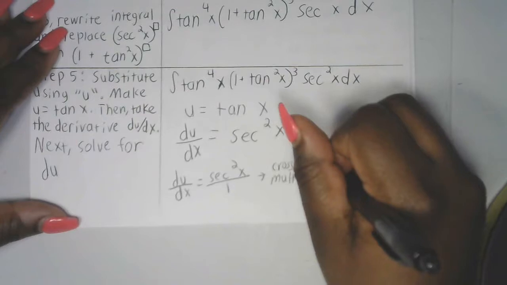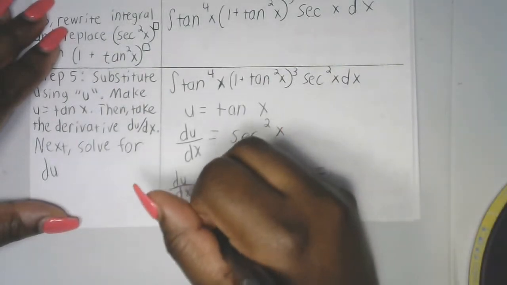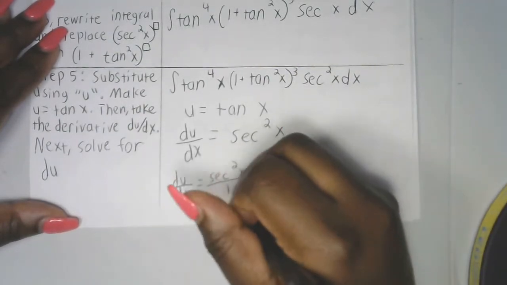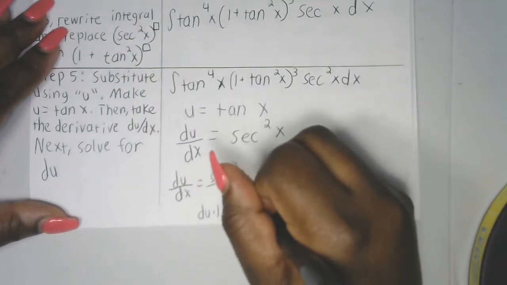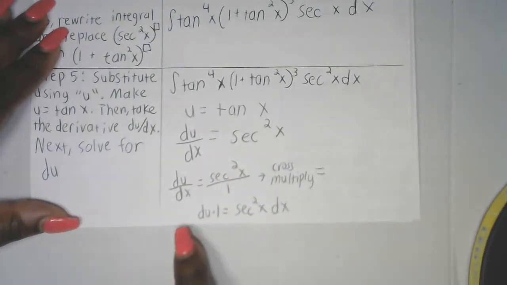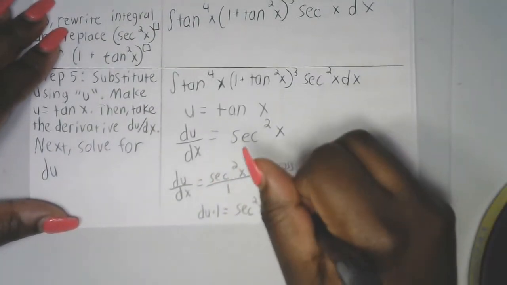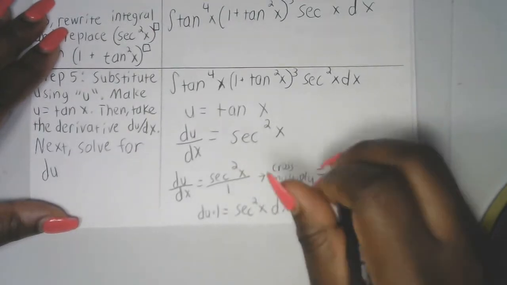And then we get du times 1 is equal to secant x squared dx. And since anything times 1 is itself, we get du.